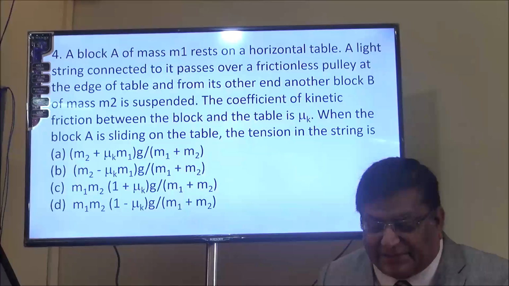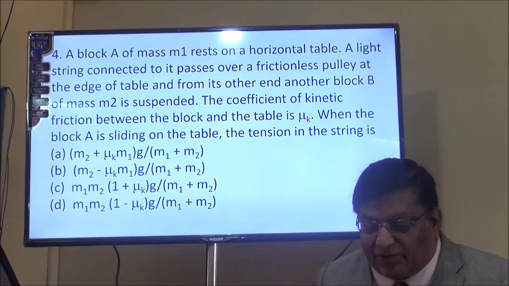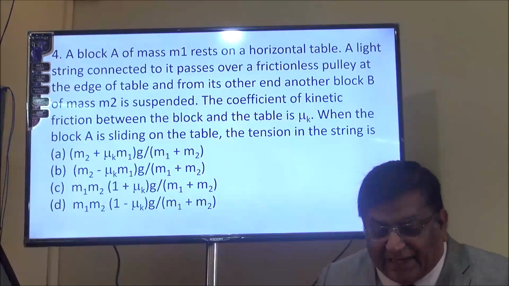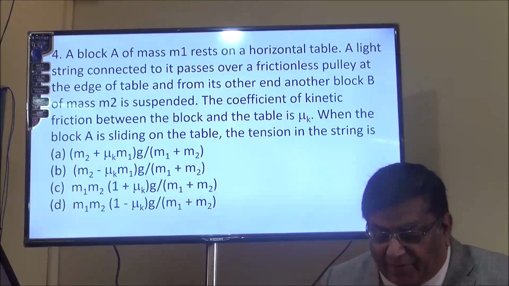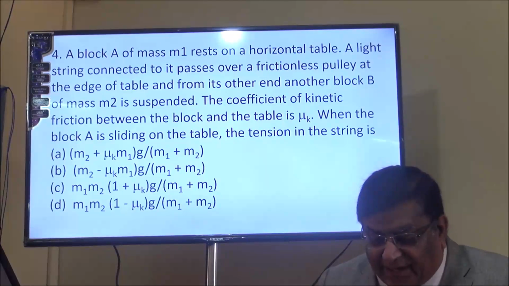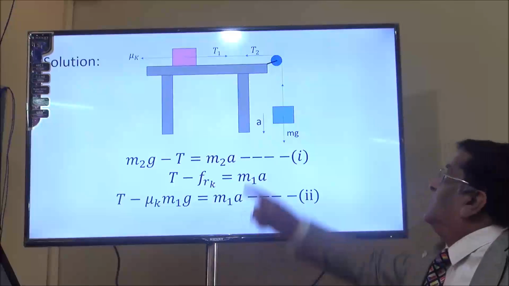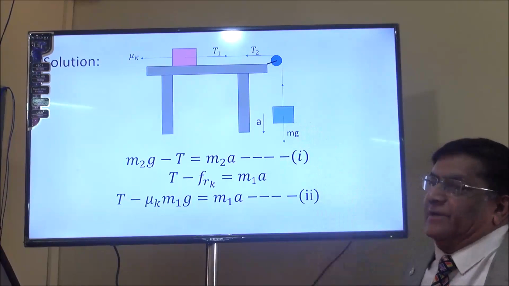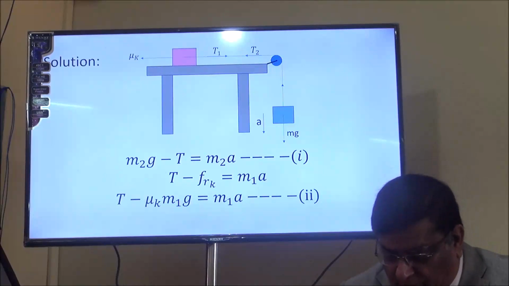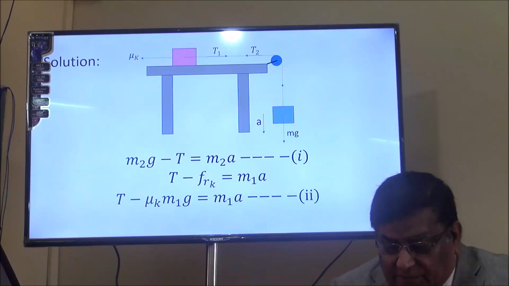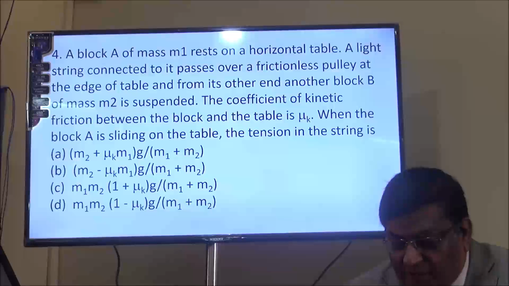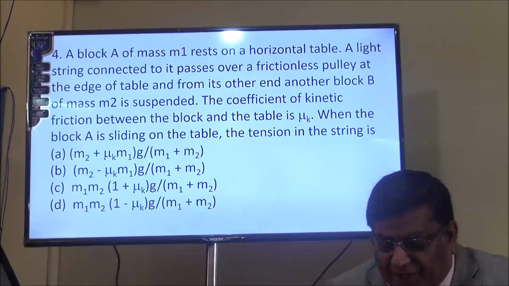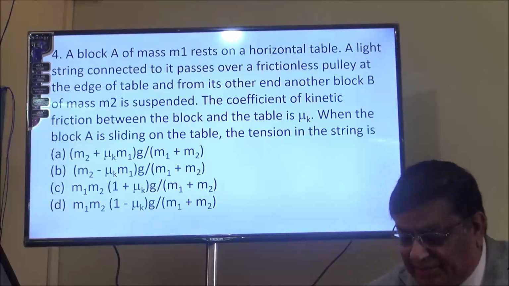Block A of mass M1 rests on the horizontal table. A light string connected to it passes over a frictionless pulley at the edge of the table, and from its other end another block B of mass M2 is suspended. This is block A, this is block B. It is suspended from a frictionless pulley. Okay. A question further. The coefficient of kinetic friction is given to us, that is mu k.